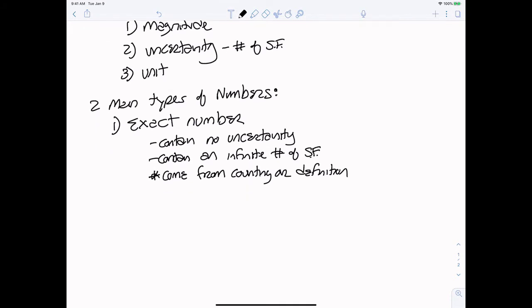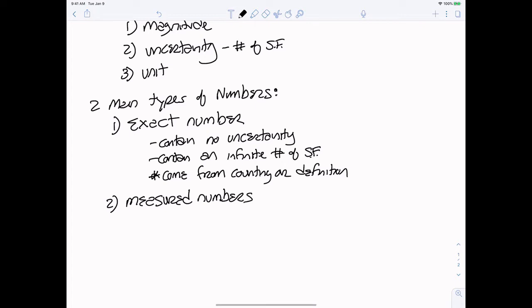Counting. Not that you can see me right now, but the number of teachers sitting at the desk here, there's one of me, right? There isn't 0.997 or 1.004. There's exactly one instructor sitting at this desk. So these guys are going to come from counting or definition. And we are going to encounter some exact numbers in this course. The second type, and the one that we're going to encounter more often, are measurements. So measured numbers.